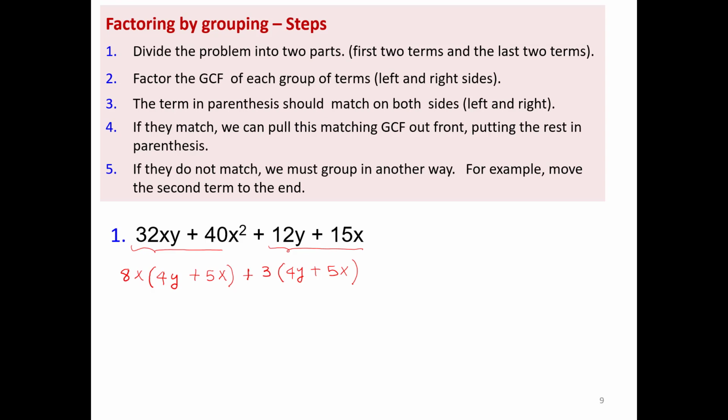Now the next step is to check whether these terms match, and they do, this one and this one. Then pull this one in front, and just write inside the parentheses what is left. What is left is 4y plus 5x. So if we factor this polynomial, the answer is 4y plus 5x times the common factor, ax plus 3.